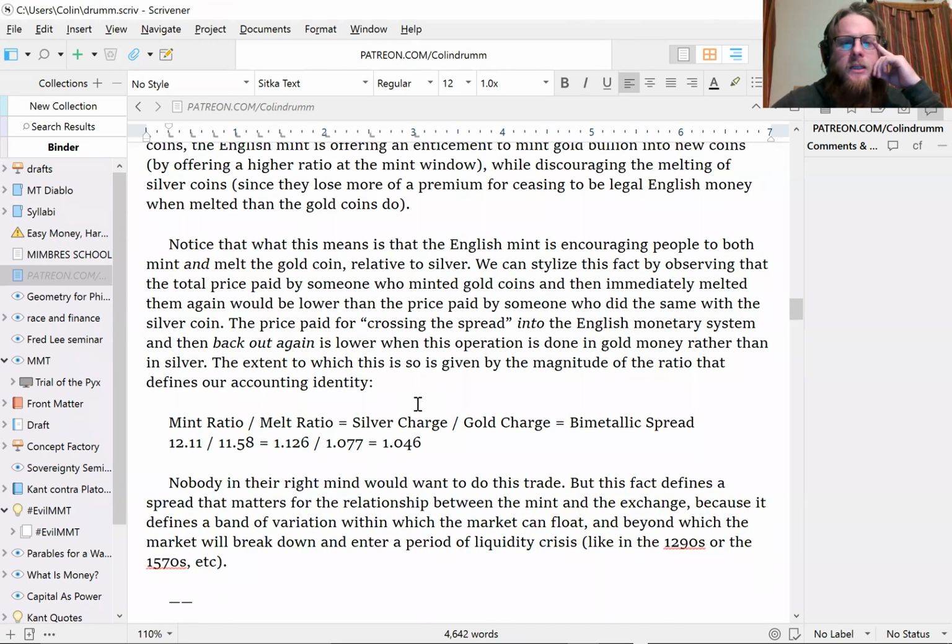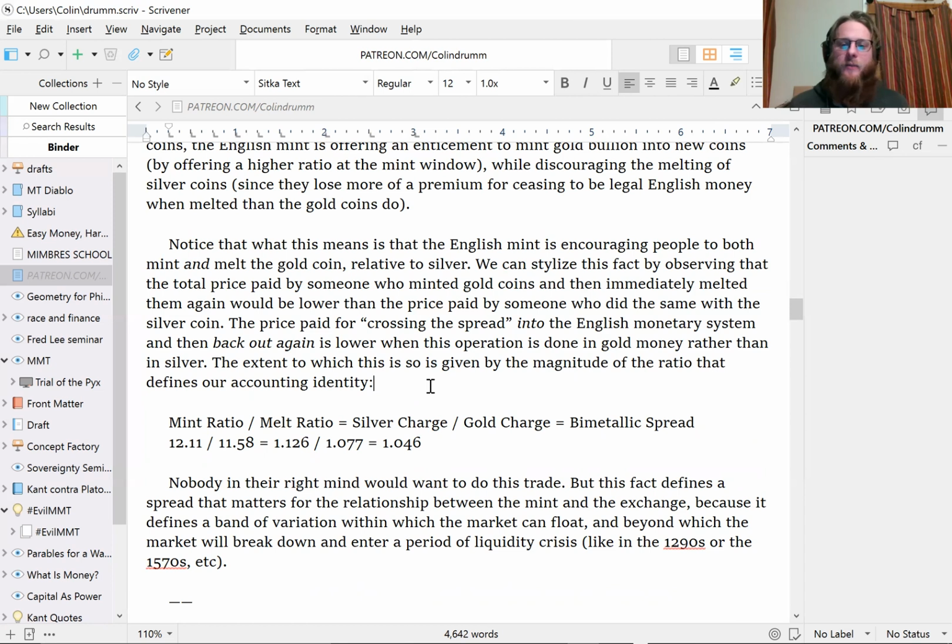So what this means is that the English mint is encouraging people to both mint and melt the gold coin relative to silver, right? So what the mint really wants you to do, if you're a foreign merchant, is to leave the silver alone. They're encouraging you through this policy: whenever you want to send money to England, they'd rather you send gold coins and mint those, because they're giving you a premium on it, and whenever you take coins out of the country, which they don't really want you to do at all, but if you're going to do it, they would rather you take out the gold coin. That's what the mint says, right?